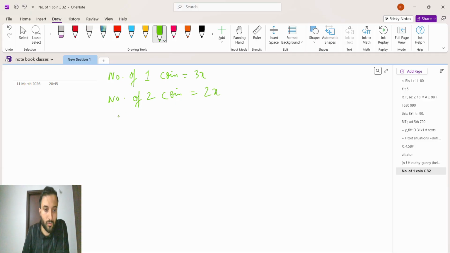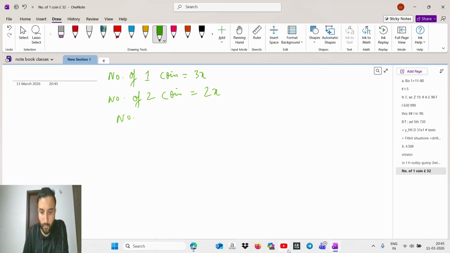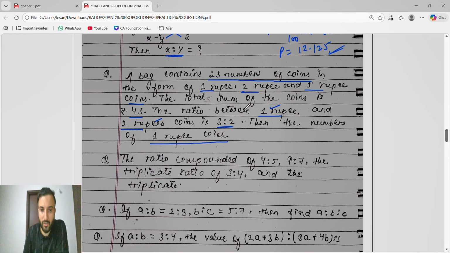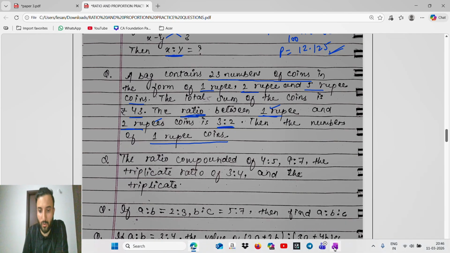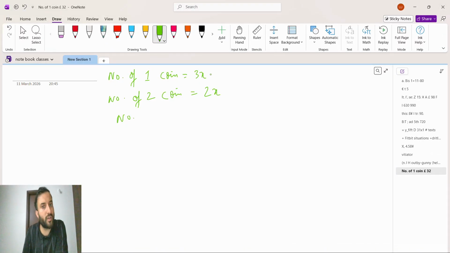Okay, so next, they have already used the word ratio, means ratio chapter. The ratio of 1 rupee coin and 2 rupee coin is 3:2. So number of 1 rupee coins is 3x, number of 2 rupee coins is 2x. But what about the number of 5 rupee coins? Because the number of 5 rupee coins is not given. We will find it simply.